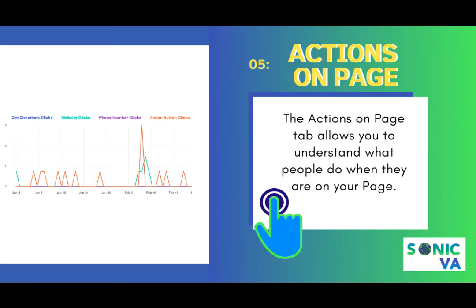The next one is actions on a page. Actions on a page allows you to understand what people do, right? Are they actually taking action? Are they clicking on something? Are they looking at the phone number, looking at your website, looking at your physical address? What are they trying to find out about your business on that page?